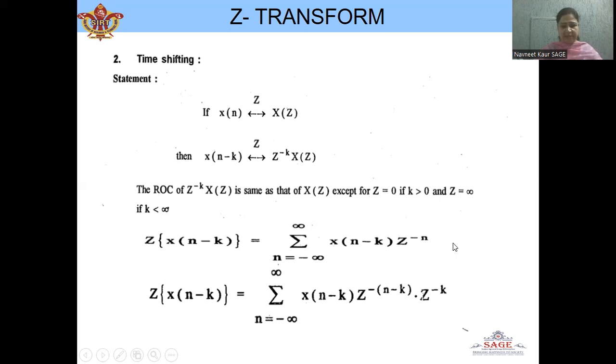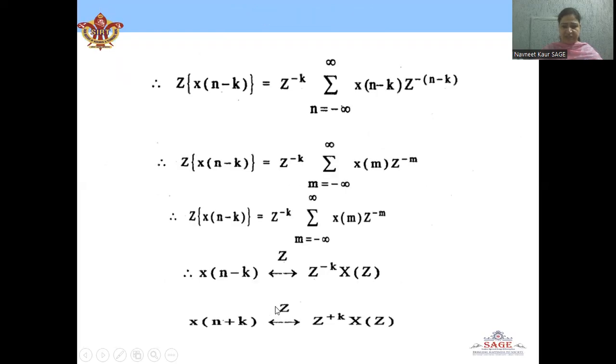So it doesn't make any change to this term. So z raised to power k will be merged with z raised to power minus n, where I have taken minus common. So here it will be n minus k, and z raised to power minus k will be outside this z term. Now, since z raised to power minus k is independent of n, it can be taken out of the summation sign.